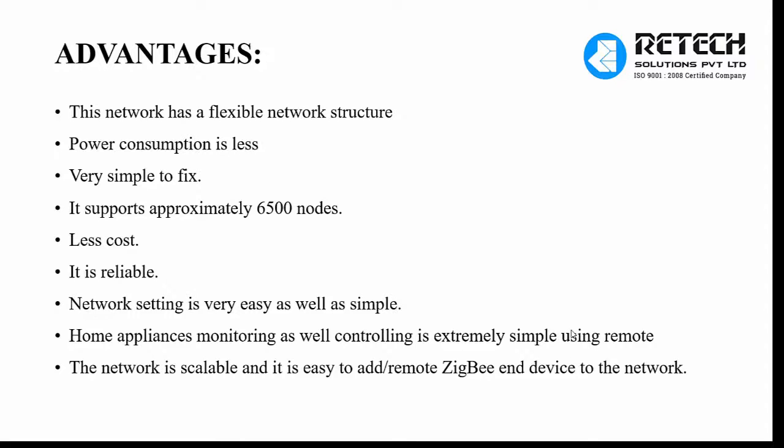What does this advantage mean? If any node is disconnected or any problem occurs in the Zigbee module, you can simply fix the network. You don't need to change the full network. You just need to change the defective part, and you can replace that part. So by using that, the Zigbee network is very simple to fix.